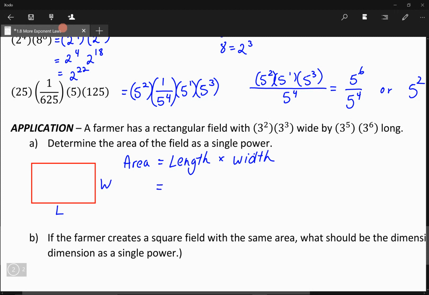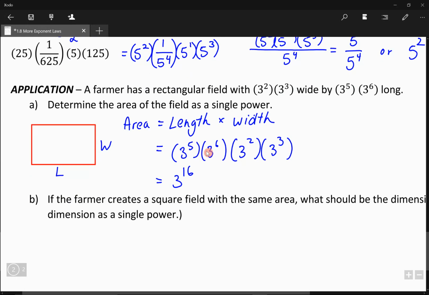What's the length? Well, the length is 3 to the power of 5 times 3 to the power of 6. Multiplied by its width, and the width is 3 squared times 3 cubed. And you see I'm multiplying 4 powers with the same base, so you have to add their exponents. So the result is 3 is my base. Add the exponents, 5 plus 6 plus 2 plus 3, and that's going to be 16. Now 3 to the power of 16 ends up being a big number, so just leave it like that.